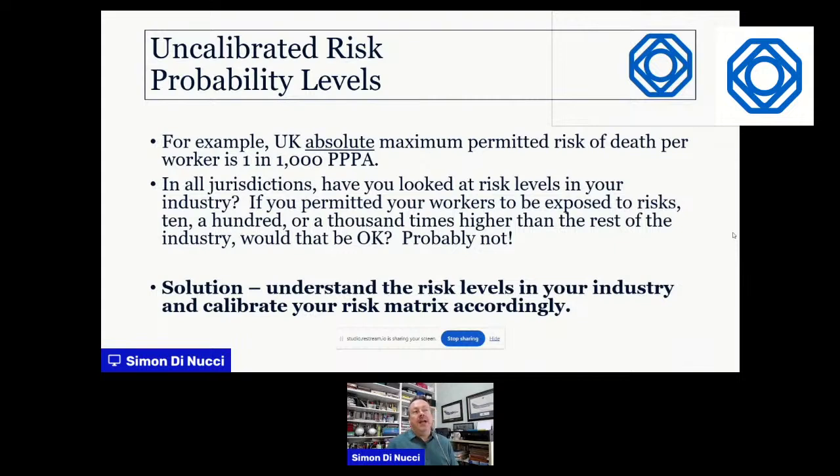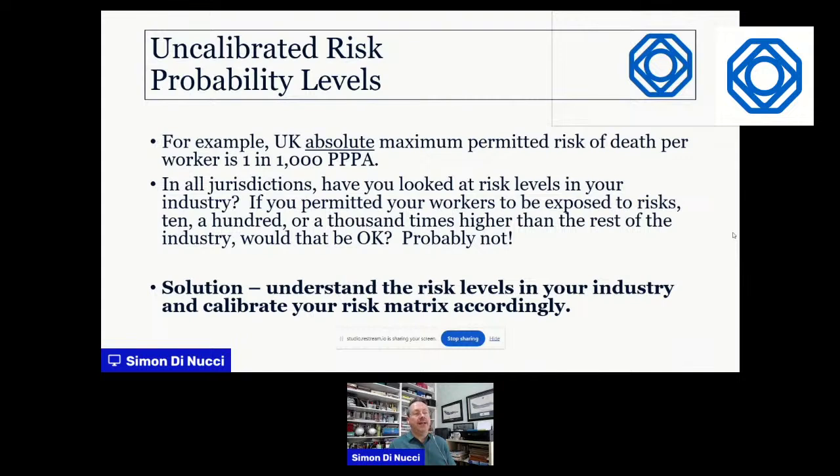And then uncalibrated risk probability levels. For example, in the UK, there is an absolute upper limit of fatality risk that you're allowed to expose people to. The absolute maximum risk of death you're allowed to expose a worker to is 1 in 1,000 per person per annum. Remember, I talked about that straight line and the per person per annum risk level. That's important. For members of the public, it's a maximum of 1 in 10,000.